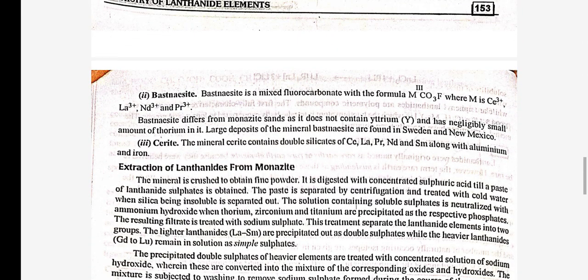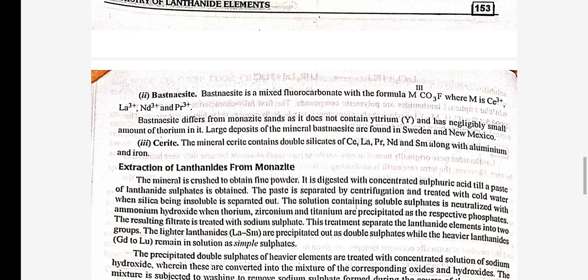Bastnasite. Bastnasite is a mixture of fluorocarbonates with the formula M CO3 F, where M is Ce3+, La3+, Nd3+, and Pr3+. Bastnasite differs from monazite sands as it does not contain ytterbium and has only a small amount of thorium in it. Large deposits of the mineral bastnasite are found in Sweden and New Mexico.